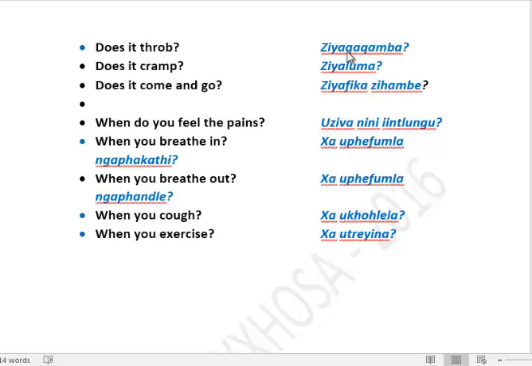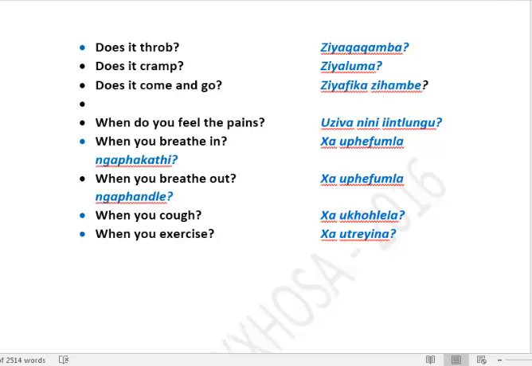Ziyaqaqamba. Qaqamba is to throb. Ziyaluma. Luma literally means to bite. So this is a cramp which you could experience in the stomach. Ziyafika zihambe. Fika, come, hamba, go. So ziyafika zihambe. The Z referring, of course, then to the pains still. When do you feel the pains? Uziva nini inhlungu?